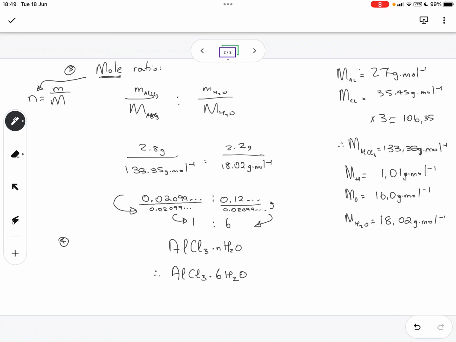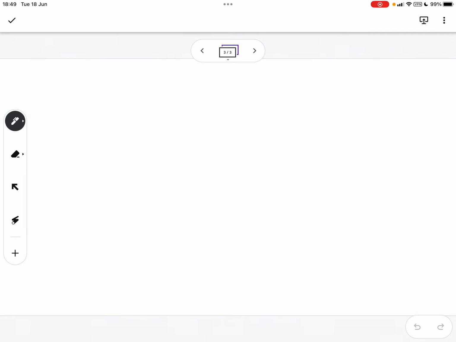And we can do this to other types of salts or crystals, including copper sulfate. But yeah, that we can do at another time. So far, are we still together? Yeah. Okay.